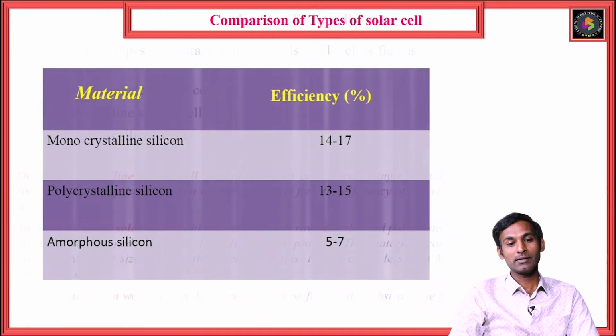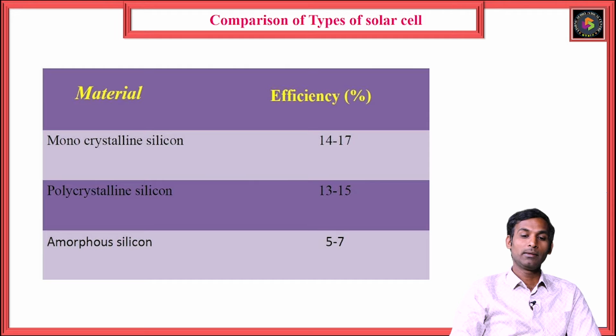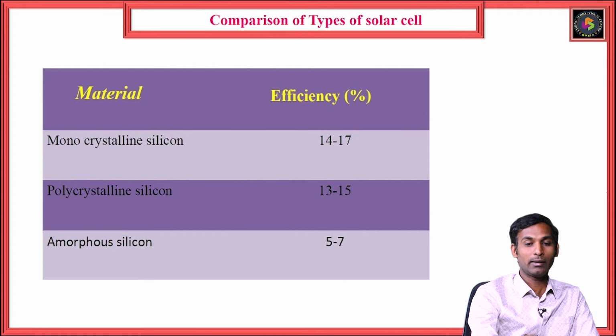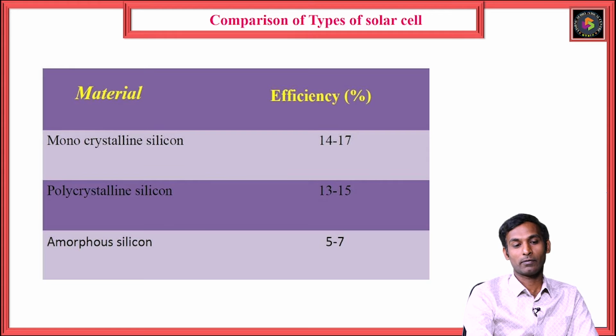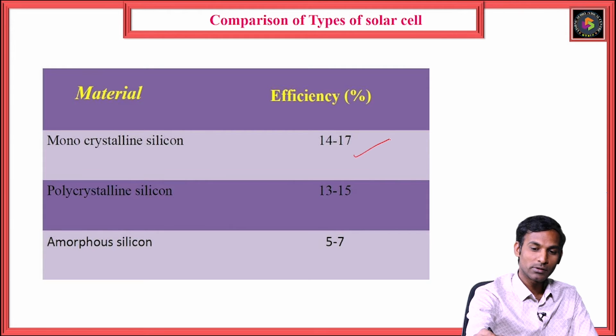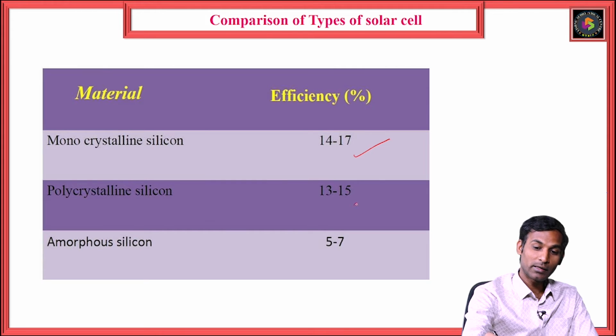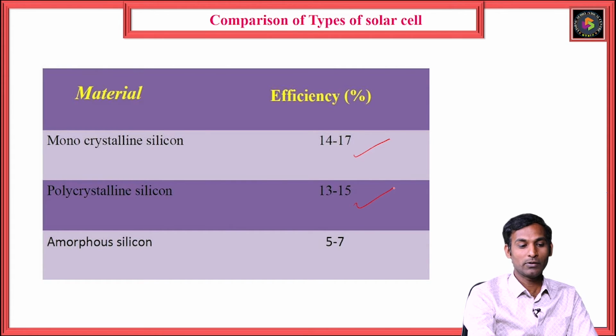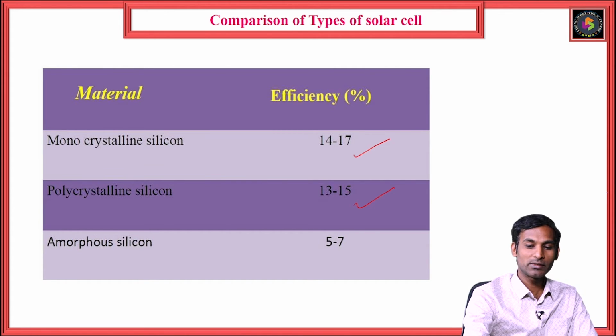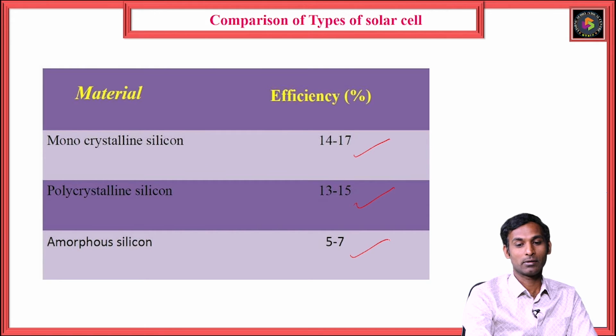In the flow chart, we can see the comparison for the types of solar cell. In this chart, we have to observe the material and efficiency in percentage. For monocrystalline silicon, the efficiency will be nearly 14 to 17%. For polycrystalline silicon, its efficiency is nearly 13 to 15%. For amorphous silicon, the efficiency is nearly 5 to 7%.